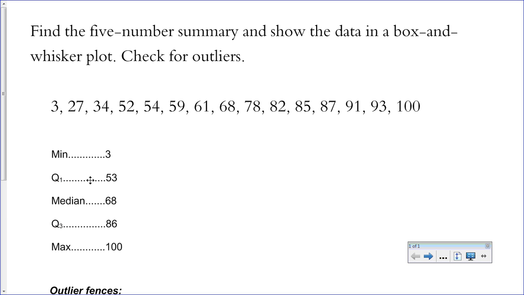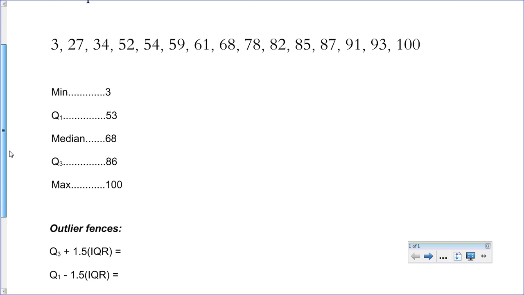In order to check if there are any outliers, and I suspect that the 3 way down at the bottom may actually be an outlier, we're going to use these formulas: the third quartile plus 1.5 times the IQR, and the first quartile minus 1.5 times the IQR. In this case, the third quartile is 86. To that, we're going to add 1.5 multiplied by the interquartile range, which is 33. Remember, the interquartile range is the difference between Q1 and Q3.